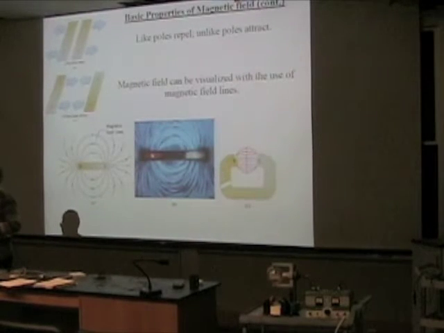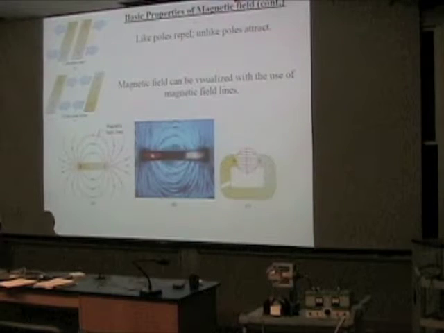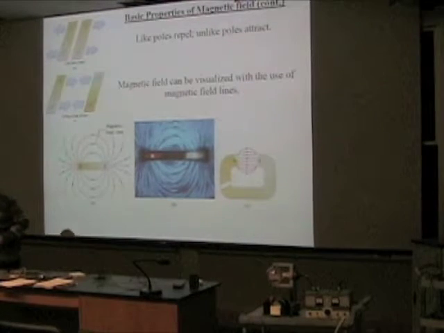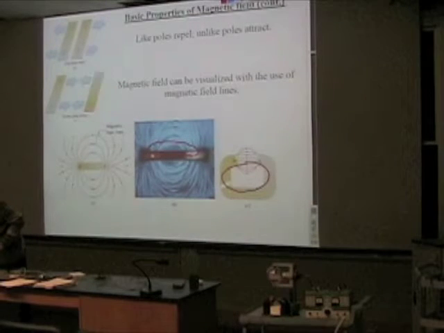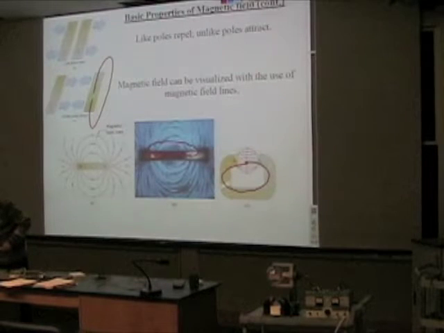The difference between electric field lines and magnetic field lines is what? Magnetic field lines are loops. They don't end on charges. So it's always a loop like these, like these, like these. There is no break anywhere.